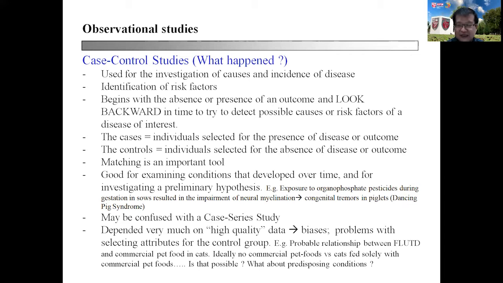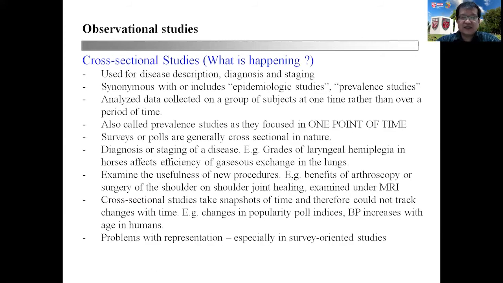So sometimes generating high quality data from a series of observations could be a challenge on its own. Let's look at cross-sectional studies. This is actually an approach to investigate what is happening. It is used for disease description, diagnosis, and staging. It is typically synonymous with the so-called epidemiological studies and prevalence studies, and analyzes data collected on a group of subjects at one time rather than over a period of time.